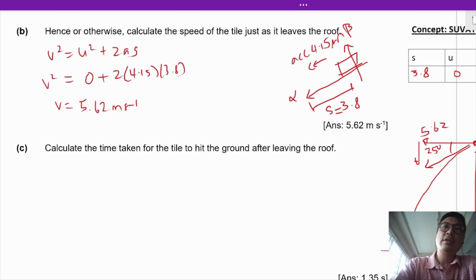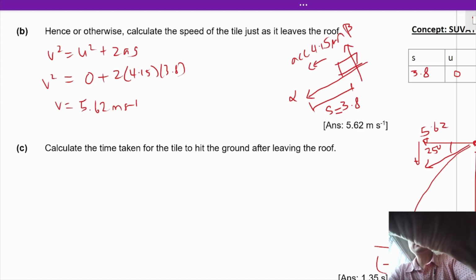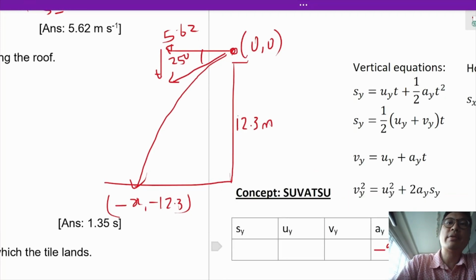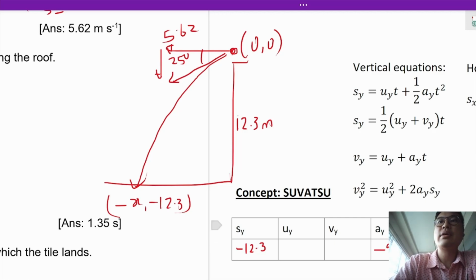First of all, we'll start over here at 0, 0. Then this distance here will be minus x and then minus y. We know that y is 12.3, so that will be minus 12.3. So let's fill in the values that we know. Taking downwards as negative, we put negative 9.81. The distance traveled vertically is minus 12.3. The distance traveled horizontally is negative x. We don't know this distance, and we don't know this time.